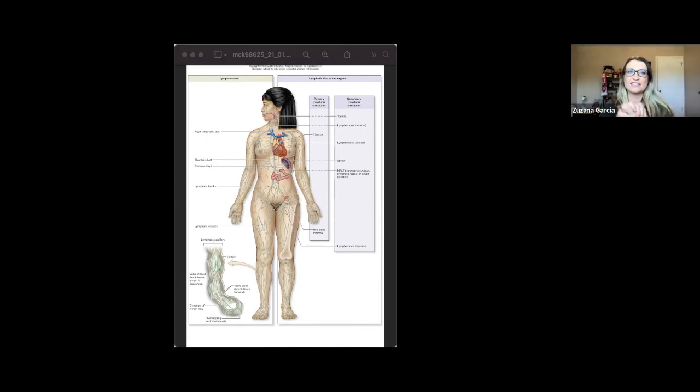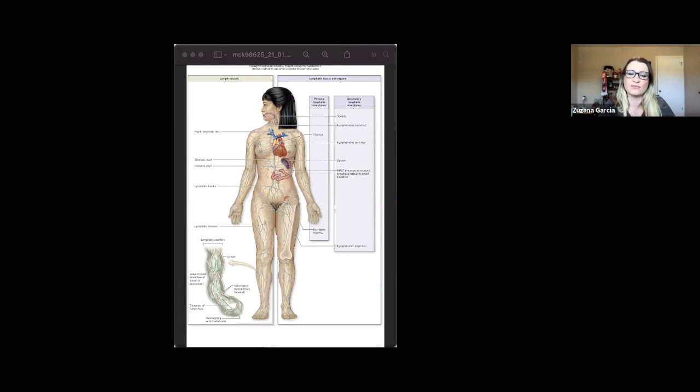But the lymphatic system is composed of lymphatic vessels, lymphatic structures, and then a fluid that fills the lymphatic vessels. That's called the lymph. So I'm going to start talking about lymph first, and then we'll talk about the vessels and how the lymph flows through and what it does.